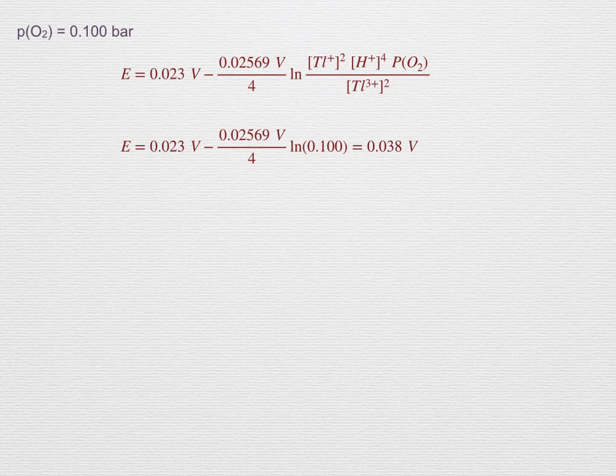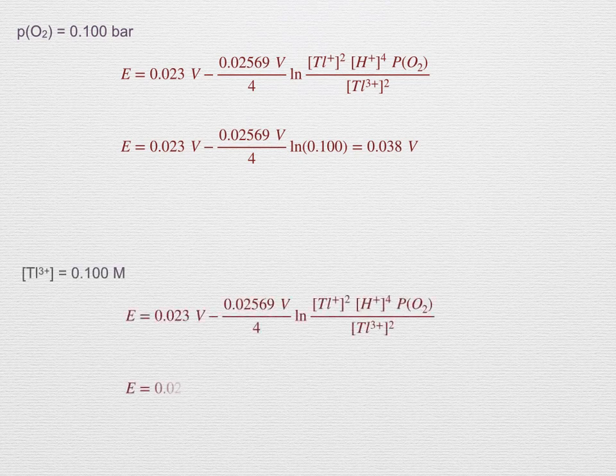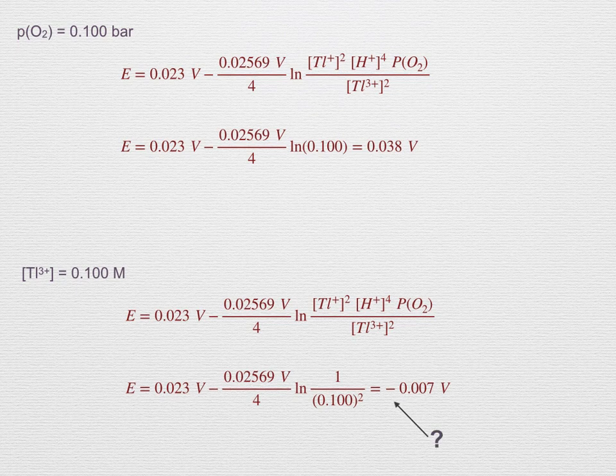What about the thallium 3+? Well, you might expect it to decrease the cell potential. Substitute, calculate, and the cell potential is a negative 7 millivolts. What does the negative sign mean? It means that the reaction direction has changed. Now the oxygen half cell is experiencing reduction. It is now the cathode. The thallium half cell is now the anode. The reaction is proceeding now in the reverse direction.